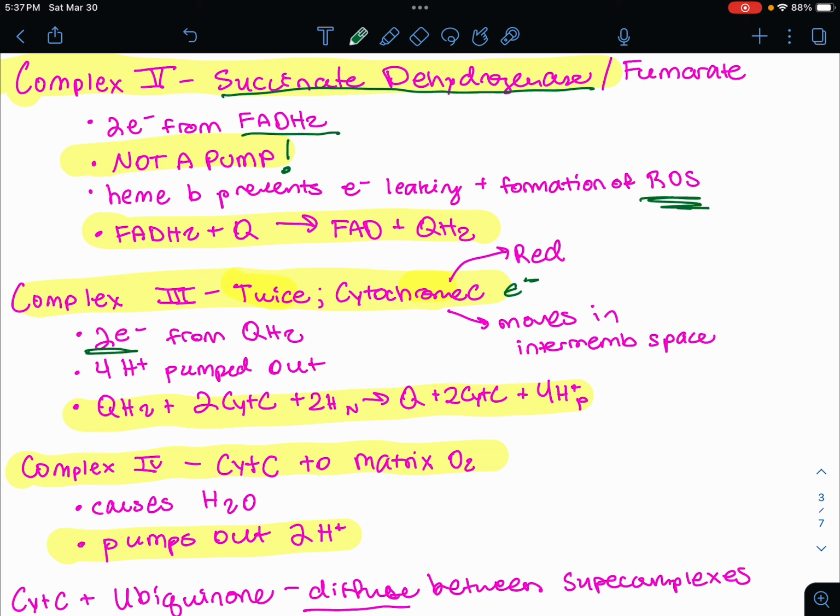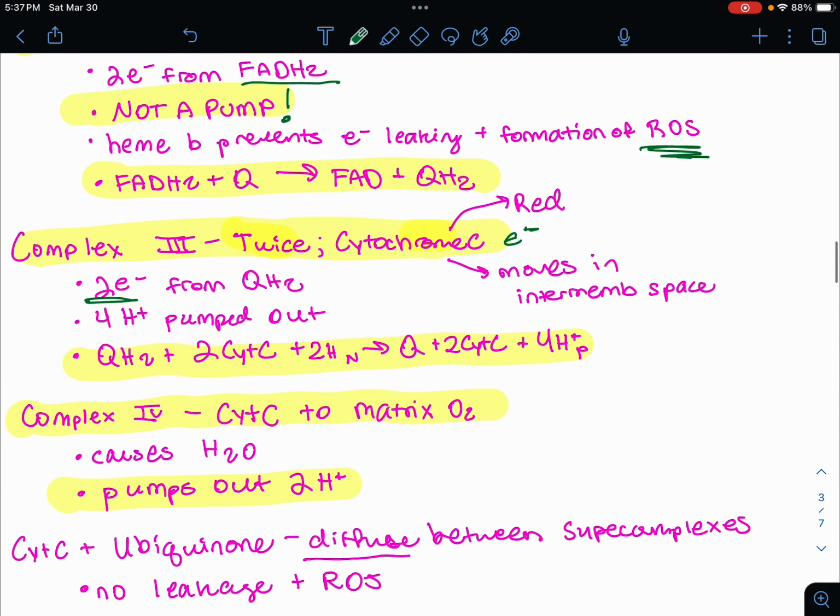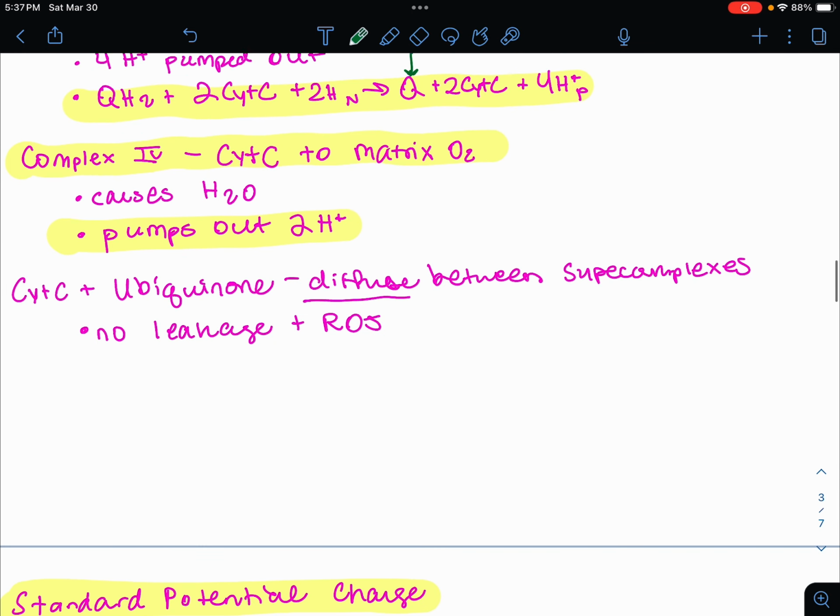Overall, you are going to be moving 2 electrons from our ubiquinol, and 4 hydrogens are going to be pumped out. The overall equation would be QH2, which is again ubiquinol, plus 2 cytochrome Cs, plus 2 H's. That's on the negative side, remember, in the matrix. And then you go to this ubiquinone. It's not ubiquinol anymore. It's ubiquinone because we took away the hydrogens, plus the 2 cytochrome Cs, which are now reduced. And then you're going to pump out your 4 hydrogens into the intermembrane space with complex 3.